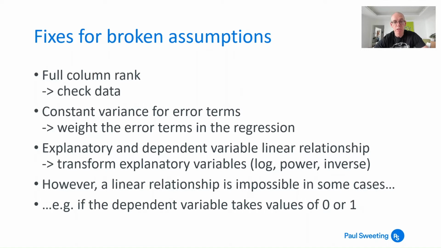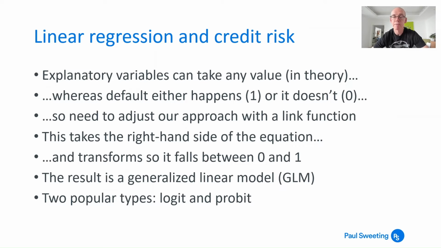So, for example, if your dependent variable takes a value of 0 or 1, you're going to have a lot of trouble getting a linear relationship between the stuff explaining that dependent variable and the dependent variable itself. And if you are looking at credit modeling, well, that's what you're faced with. You've got explanatory variables which can take any value in theory. So you're looking at things like, say, balance sheet items, asset values, profitability, and so on. But your default either happens, in which case you assign a 1, or it doesn't, in which case you assign a 0.